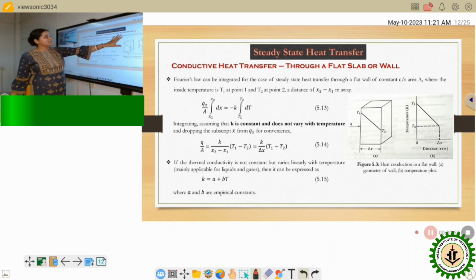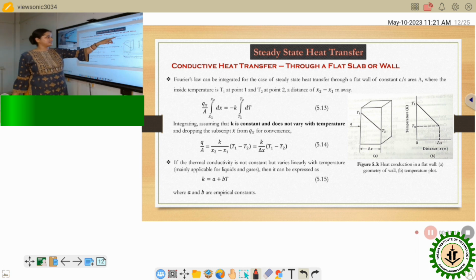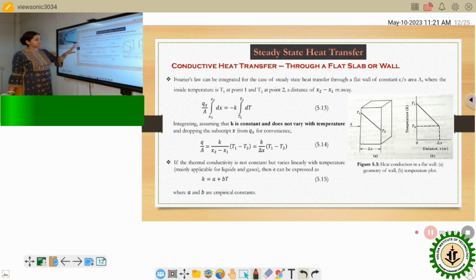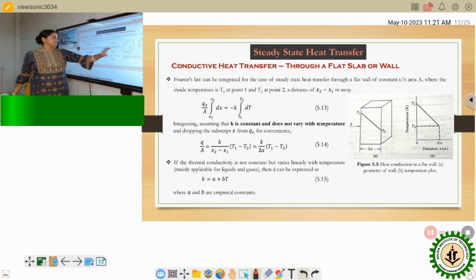Now consider conductive heat transfer through a flat slab or wall, just like this room wall. Fourier's law can be integrated for the case of steady state heat transfer through a flat wall of constant cross-sectional area A, where the inside temperature at point 1 is T1, a high temperature, and the outside temperature at point 2 is T2, at a lower temperature. The positions are x1 and x2, and the thickness is delta x, so it is x2 minus x1 meters away.